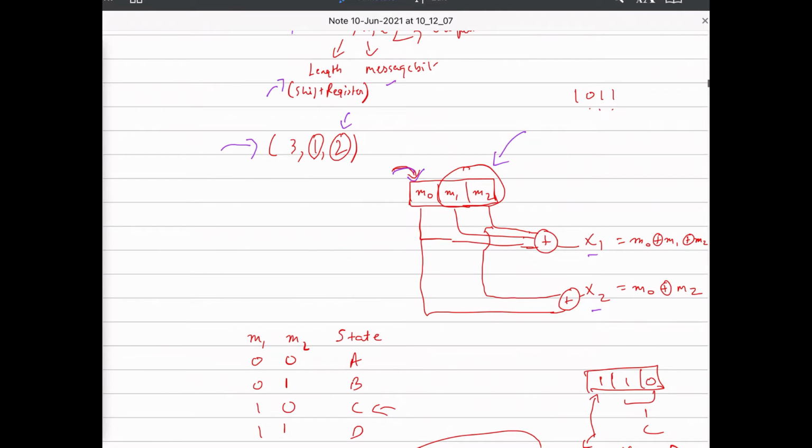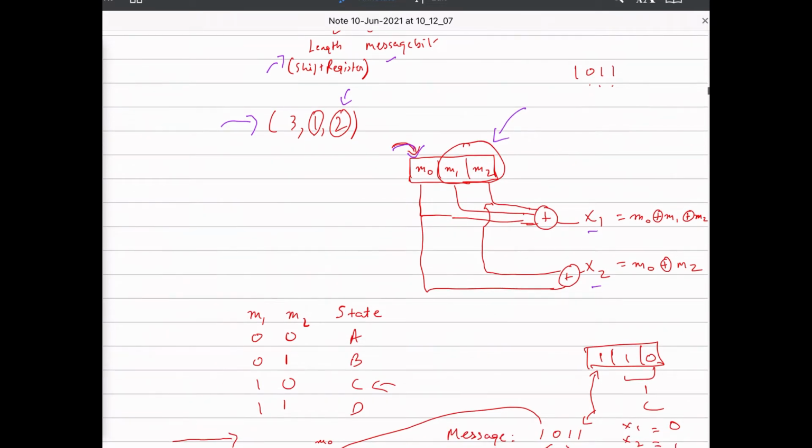So x1 and x2 are going to be some combinational function, a very basic logic function. For example, x1 is the XOR of m0, m1 and m2, while x2 is the XOR of m0 and m2. So these two are the outputs of this coding scheme, available based on the values of m0, m1 and m2.